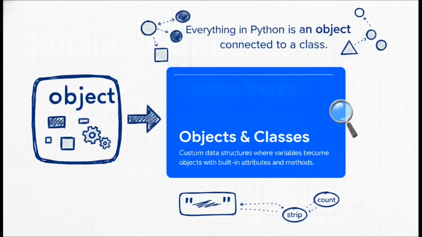To truly write professional Python, you've got to wrap your head around objects and classes. Basically, these are custom data structures where your variables become objects equipped with their own built-in attributes and methods. Understand that absolutely everything in Python is an object connected to a class. That is exactly why a basic string variable automatically has access to methods like .strip. You aren't just writing raw logic, you are utilizing built-in powers.